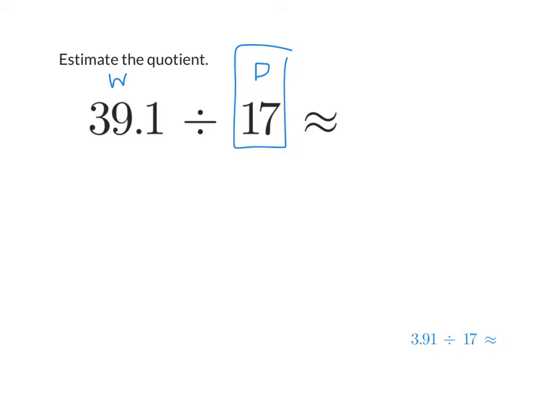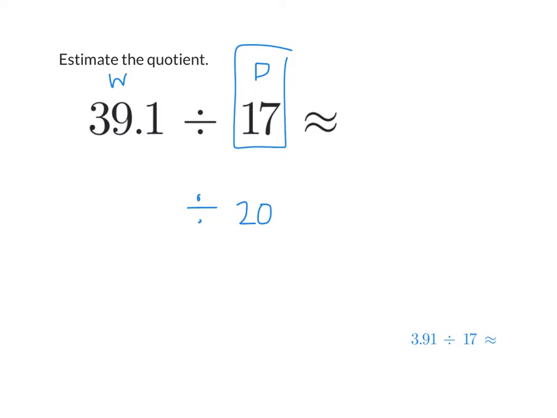Remember, we have to estimate the divisor because it helps us understand what math facts we're thinking about when we round the whole. Does that make sense? So, the divisor, is 17 a multiple of 10? No. But it's pretty close to one. What is it close to? 20. Okay, so we're going to say that that's pretty close to 20.